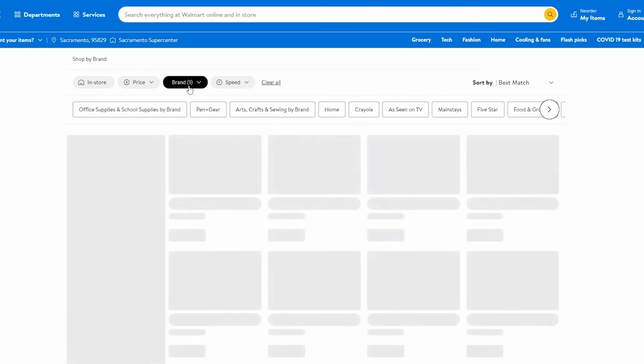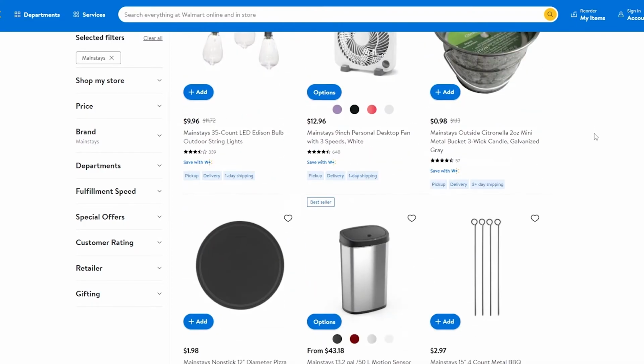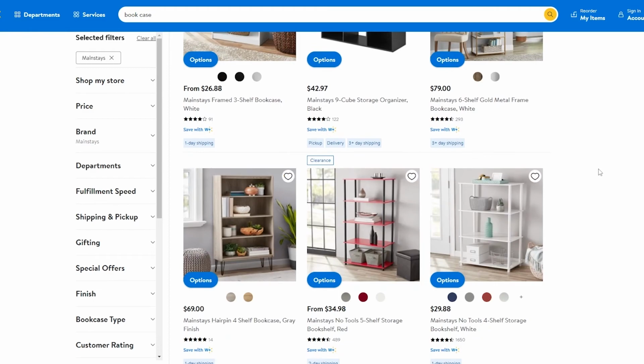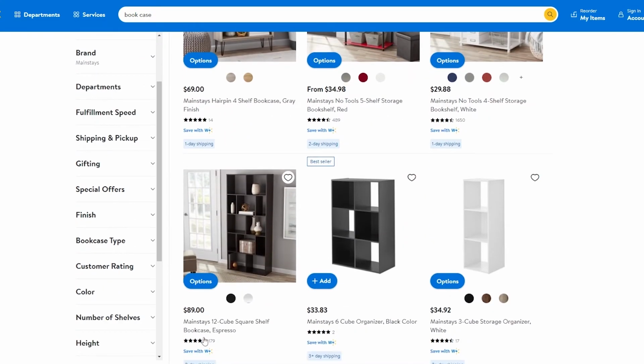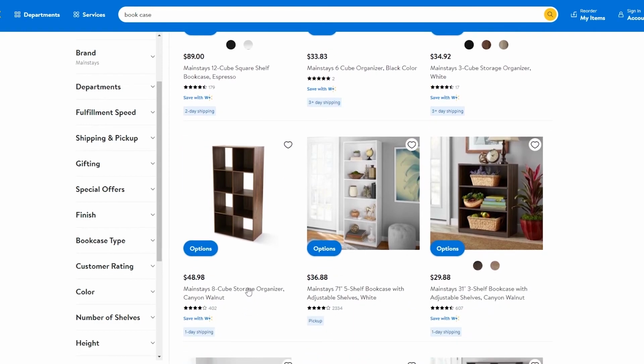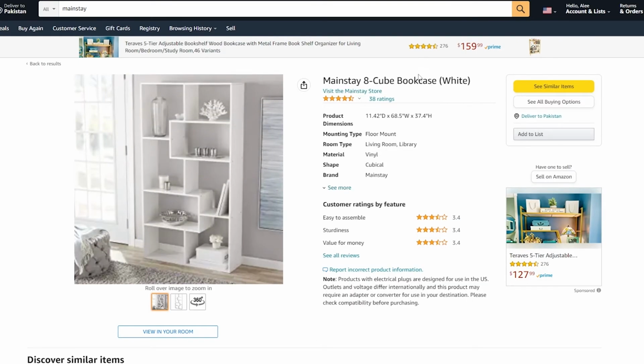But as you can see over here on Walmart, if I just switch to Mainstays, we can find that product as well. So over here, let me actually search for it. Okay, so we're over here. Let me see if I saw that. Here we go. So as you can see, this is a 12 cube, this is 6 cube, this is an 8 cube storage organizer. So I believe this is it. 1, 2, 3, I think this is it. Bookcase right here. Yeah, this is the product.